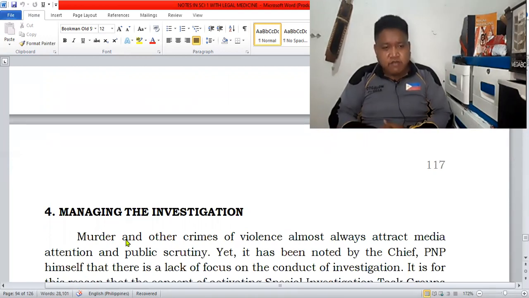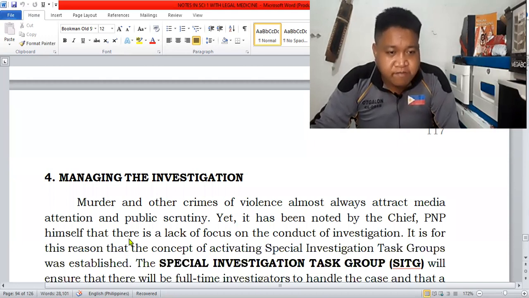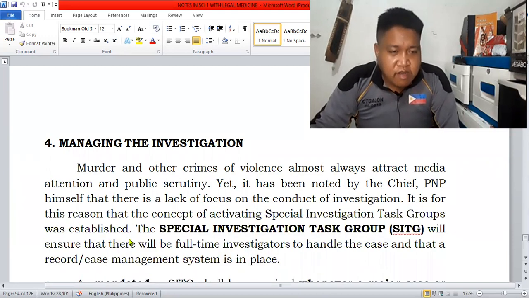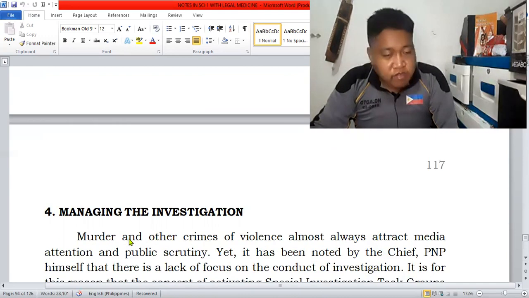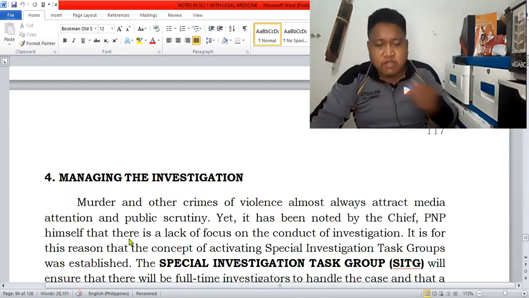And the fourth part of crime scene investigation is the so-called managing the investigation. This is what I said earlier, that investigation must be managed. This part applies to murder and other crimes of violence that attract media attention and public scrutiny.